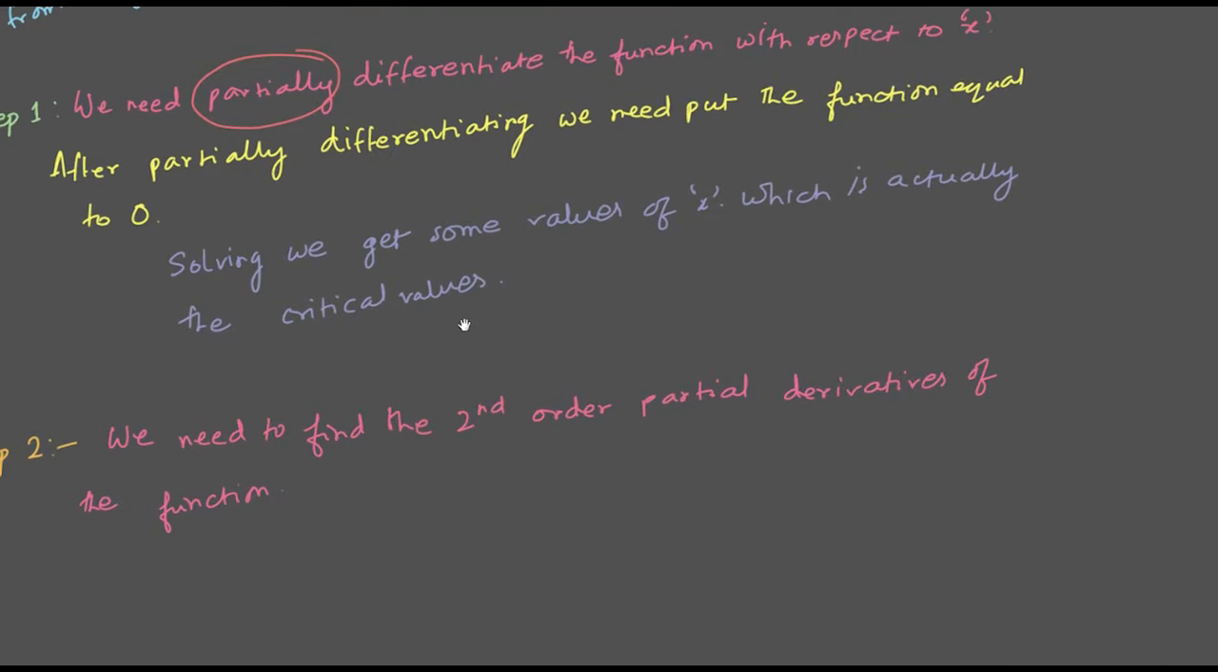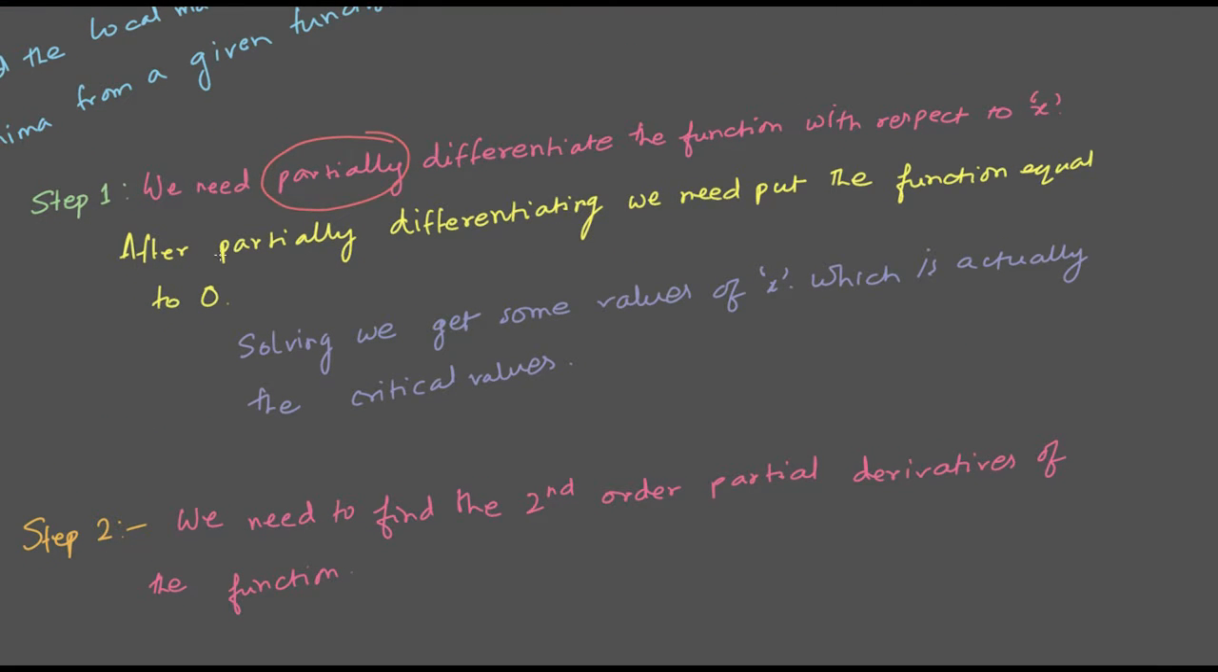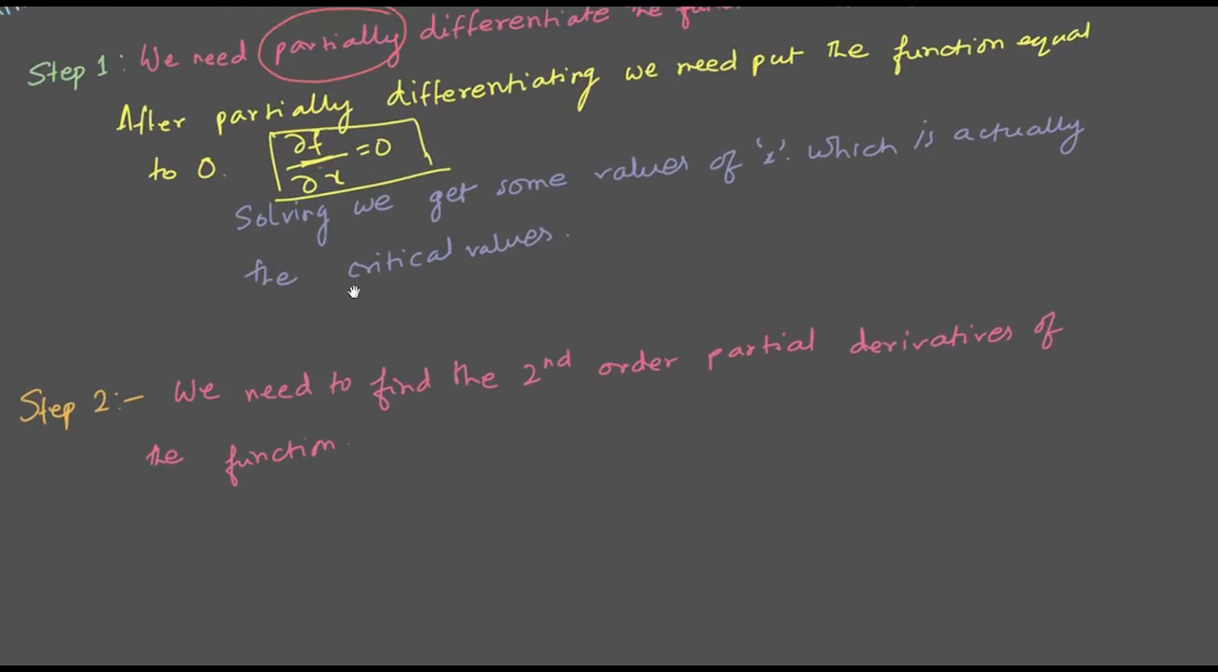And here I can write that del f by del x equals 0, right? Yes, you know that this is partially differentiating the function with respect to x. If the function is given with f, you can write del f by del x. I will change this to del f because it's more appropriate. So del f by del x equals 0, right?